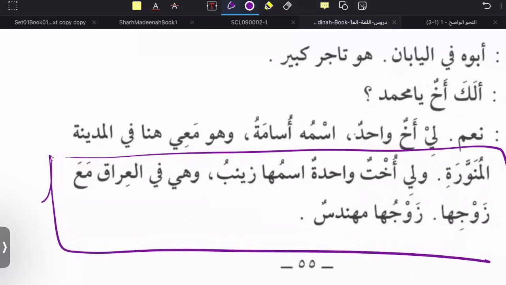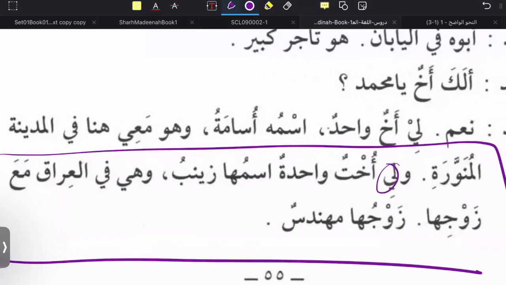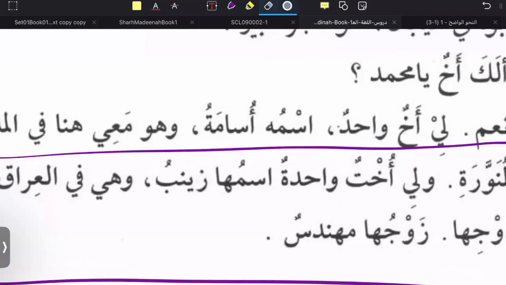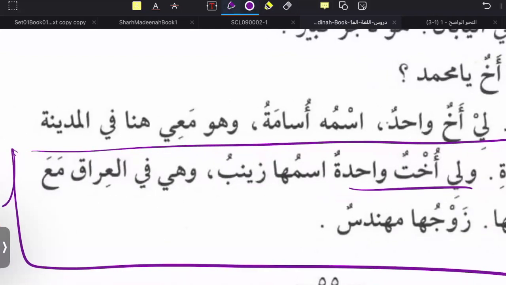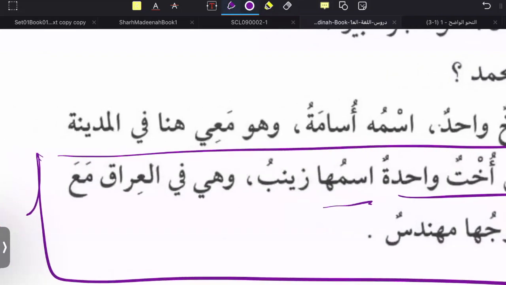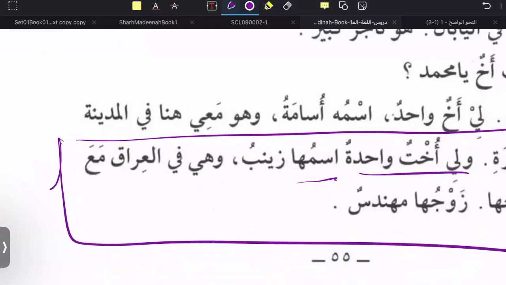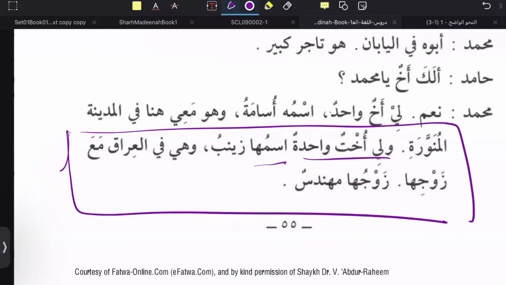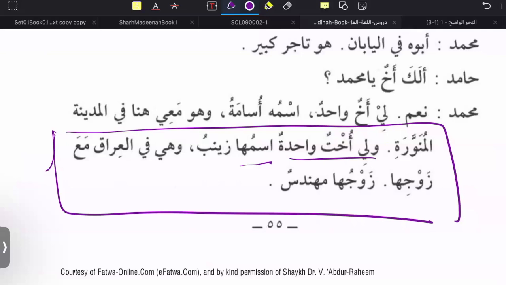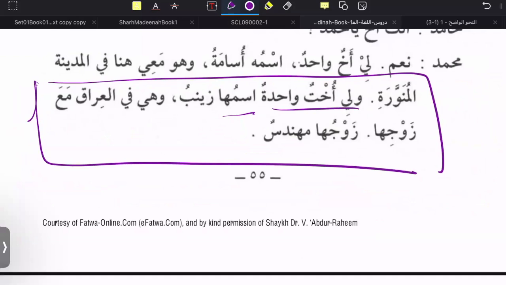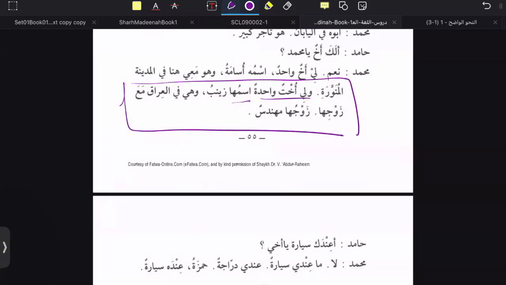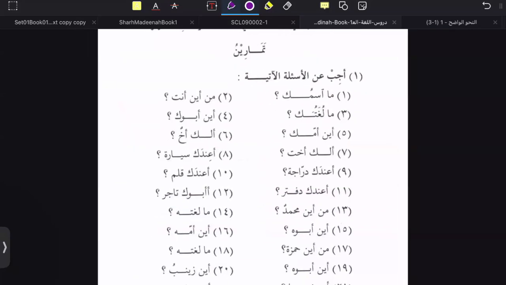Okay. Wali ukhtun. We don't say wa indi. We have to say li because ukht is a human being. I have a sister. Wahidatun. I have one sister. Ismuha. Her name is Zainab. Okay. Wahia fil Iraq. She is in Iraq. Ma'a zawjiha. With her spouse. Wa zawjuha muhandisun. You can say her spouse or husband is an engineer. It's a long sentence, but if you break them down, we have learned everything. Please do these things.